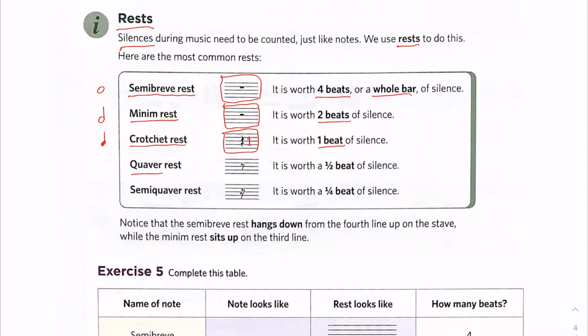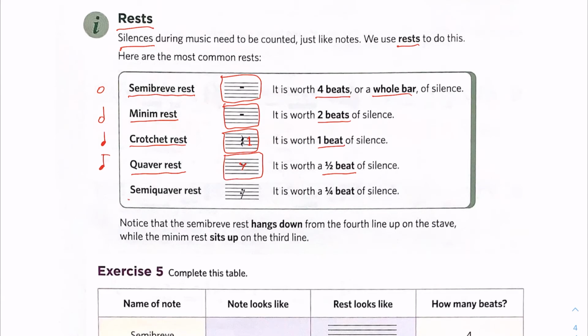Next, we have quaver rest. This is a quaver, the one with 1 tail. A quaver is worth 0.5 beat, so a quaver rest is worth 0.5 or half a beat of silence. And this is how it looks like. Because a quaver has 1 tail, you see that the quaver rest is like this, kind of like a small 7 sitting in the 3rd space. So this is a quaver rest.